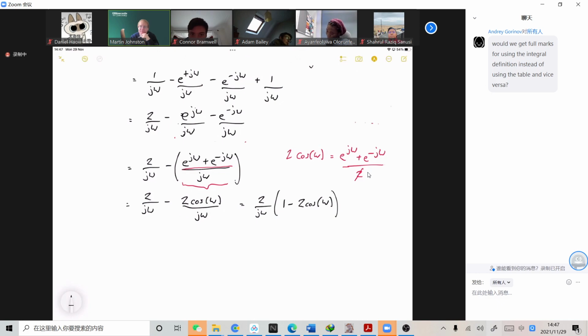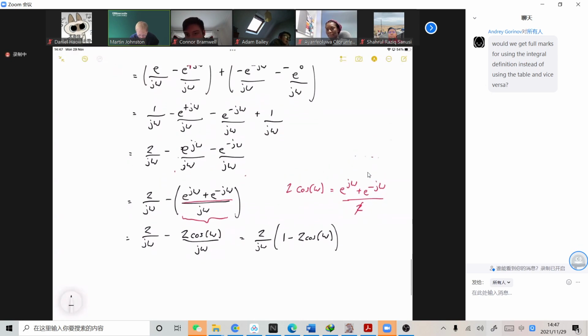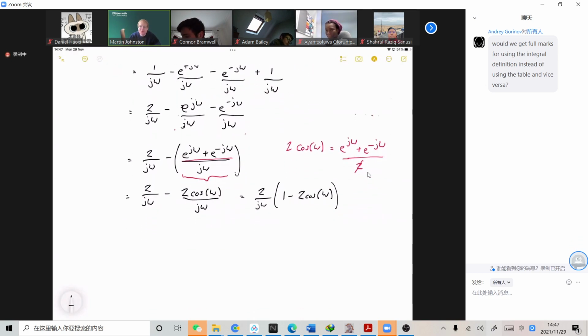So that's a possible question, something like that could come up, where you'd have to show the working like this. That's a function that isn't in the table, and there's no other way of finding it unless we do the integration. Please do ask any questions if you've got them.